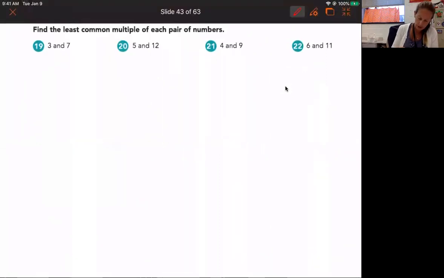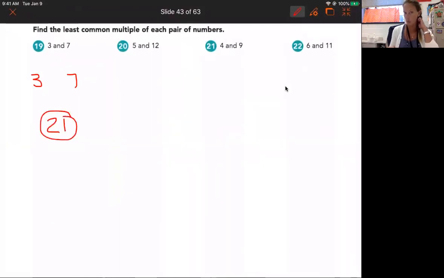So I'm going to do my factor trees for all of these numbers. 3 is prime and 7 is prime, so I can't do a factorization tree for these. So that means that they don't share any prime factors, which means I'm just going to multiply these two numbers. So my least common multiple here is going to be 21.